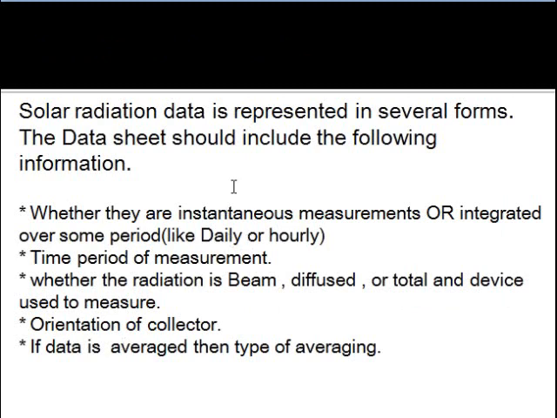Next, till now we have seen how to read and record the solar radiation data. This recorded solar radiation data can be represented in several forms. The data sheet should include some of the information given below. It goes like this: whether the readings we have taken are instantaneous measurements or are integrated over some period. It should be mentioned on the radiation data.